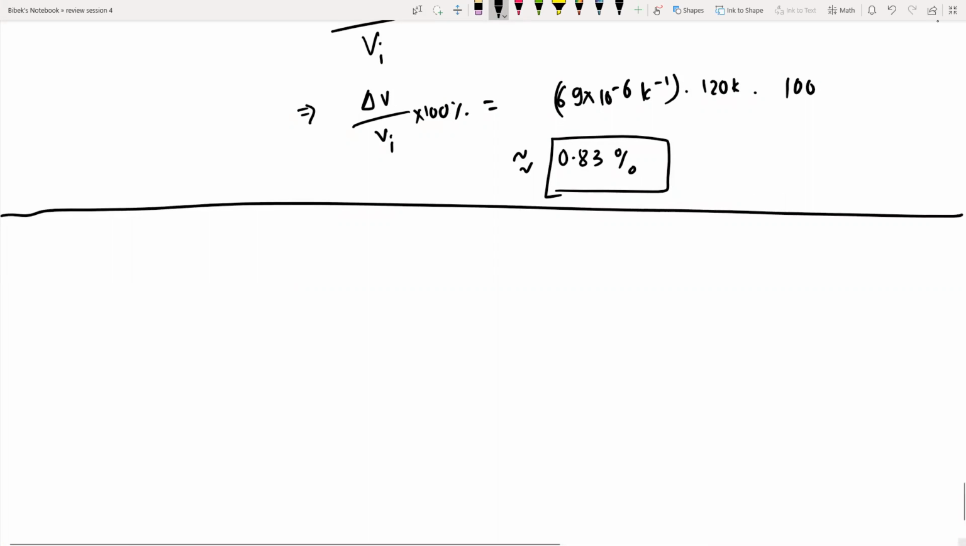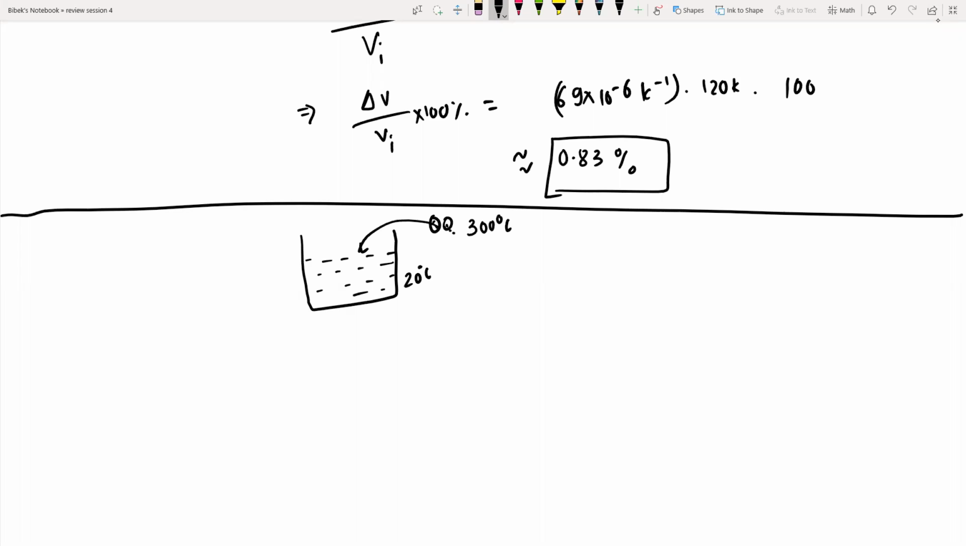So imagine this was your bucket with water. It was at 20 degrees centigrade. And this is your copper pellets that you put in here, and I think they were at 300 degrees centigrade. And the mass of the copper was 30 grams. That is 30 times 10 to the negative 3 kilograms.